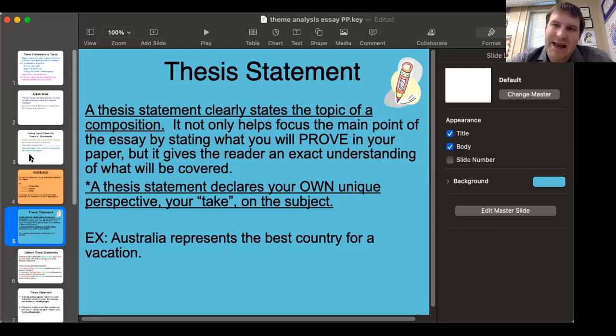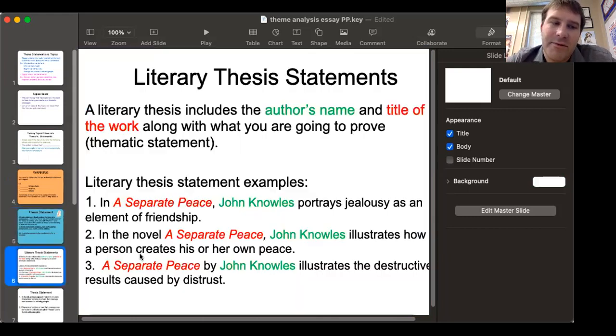So here's an example of just a thesis statement. Australia represents the best country for a vacation. If you remember way back, a thesis statement needs to have three parts. You need to have the topic that you're talking about. You need to have an analysis verb, a verb that shows thought, and then you need to have the thing you're going to prove. Our topic is Australia. Our analysis verb is represents, and the best country for a vacation is the idea we're going to prove.